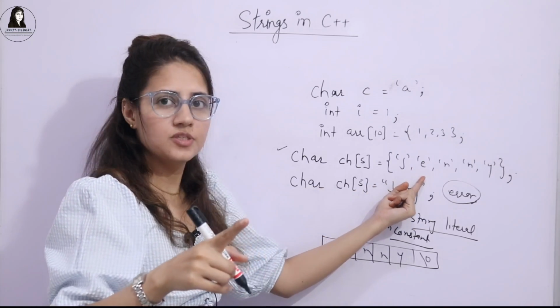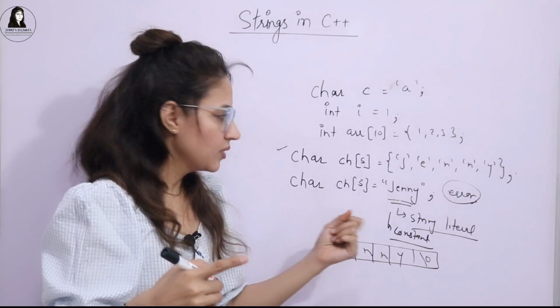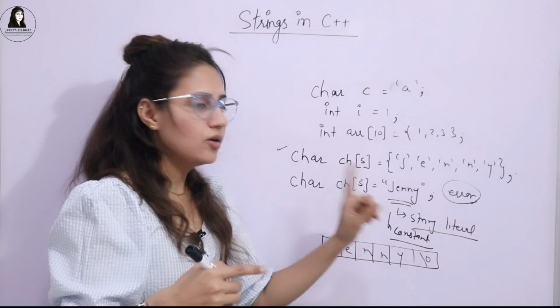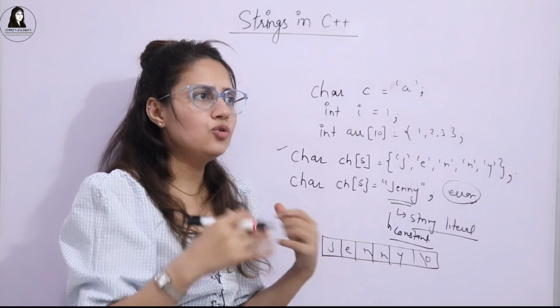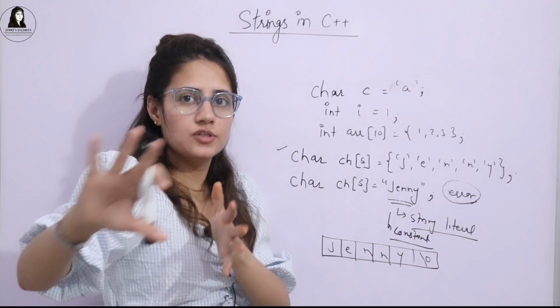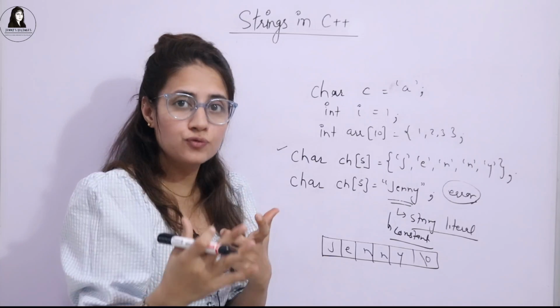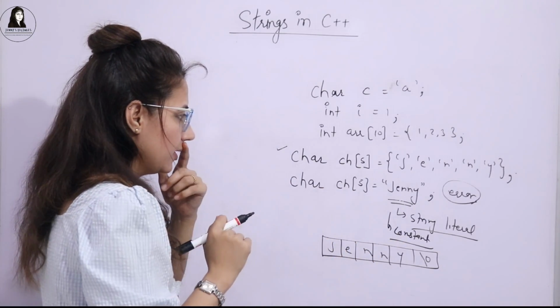But this is fine. This is a character array. Individual characters you are storing, so this will not give any error. But if you are storing this string literal, then it will give an error, because these are always ended automatically with a null character, just to indicate the end of the string. And why the null character is useful, that also I'll tell you in this video, right?